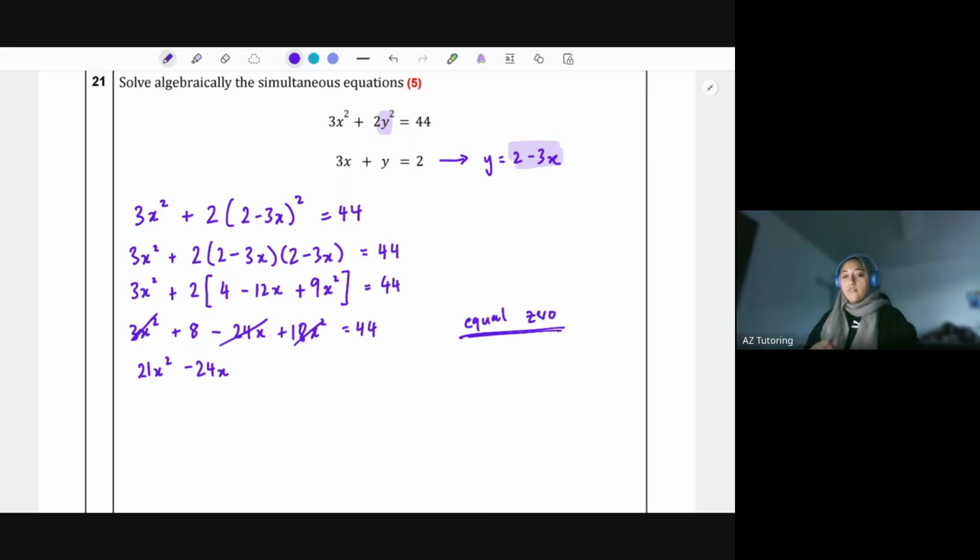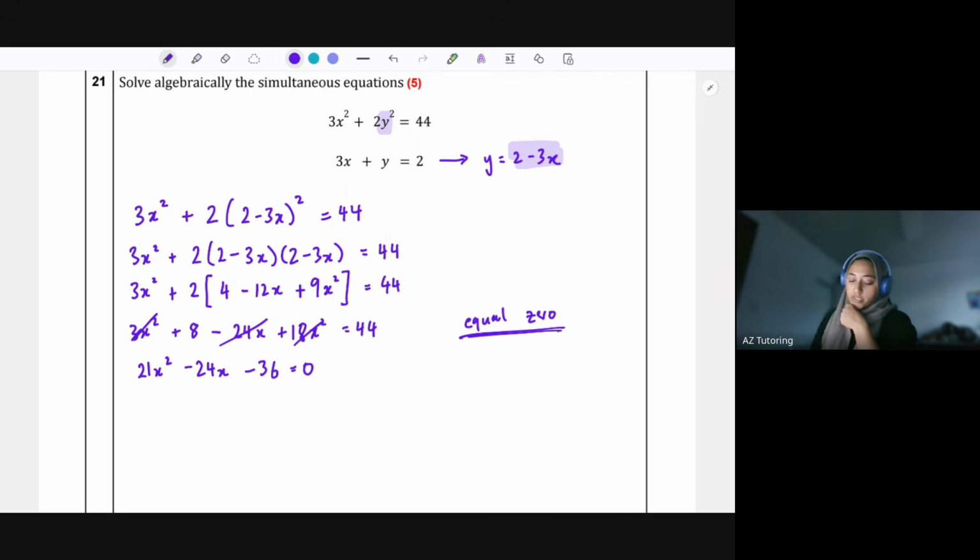So I've got 8, but I've got 44 on the right-hand side. So to bring the 44 over, the opposite of plus 44 is minus 44. So 8 minus 44 gives me minus 36. That equals 0. So we've got a quadratic there, something x squared, an x, and a number, and we've made it equal to 0.